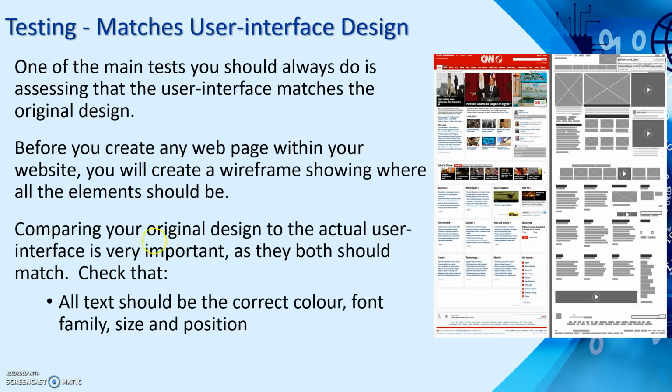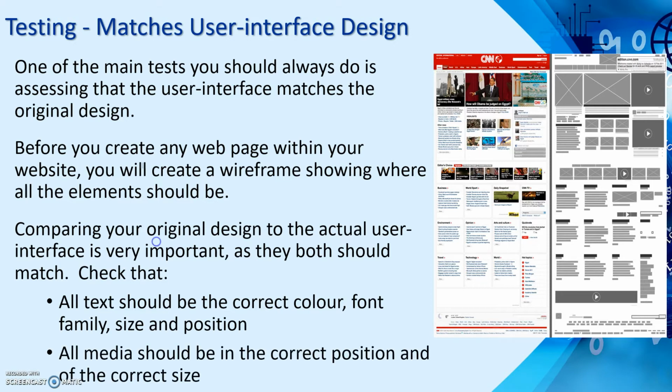So you need to check that all the text is in the correct position, it's the right size, it's the right font family, you've used the right color, and all the other media that you've used should be in the correct position and of the correct size. Now, my diagram over here, it's not very good because for each of the media elements, they haven't got the file names in, but there's a video here, there's a graphic here, you can see the sizes, etc. It's not a brilliant illustration, but that's something that you must do, is compare your completed web page with your design, which would be your wireframe.